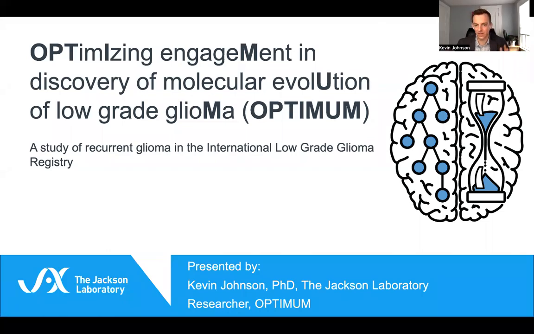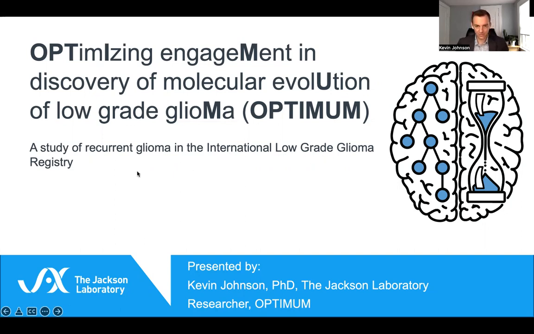I'm Kevin Johnson, a research scientist at the Jackson Laboratory, and today I'm excited to be here to tell you about our new OPTIMUM project, which stands for Optimizing Engagement in Discovery of Molecular Evolution of Low-Grade Glioma. And that's a mouthful, so we'll stick with OPTIMUM. And OPTIMUM is a subset of a larger study known as the International Low-Grade Glioma Registry.